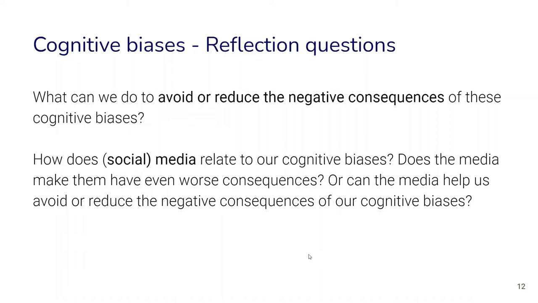So with these cognitive biases, the big question then becomes, what can we do to avoid or reduce the negative consequences that we have explored of these different kinds of biases? Also, an important question is, how does the media, including social media, relate to our cognitive biases? Does the media make them actually have even worse consequences for us and for society? Or can the media also help us avoid or reduce the negative consequences of our cognitive biases?